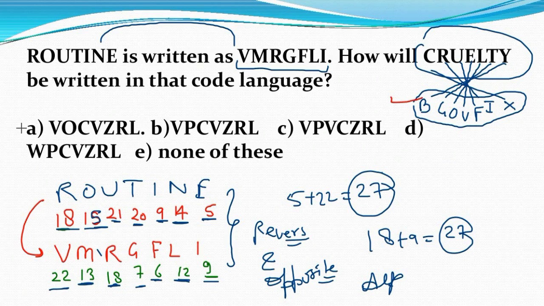But this is not in the options, not A, not B, not C and not D. So we will mark none of these. The correct answer for this question is option number E, none of these.